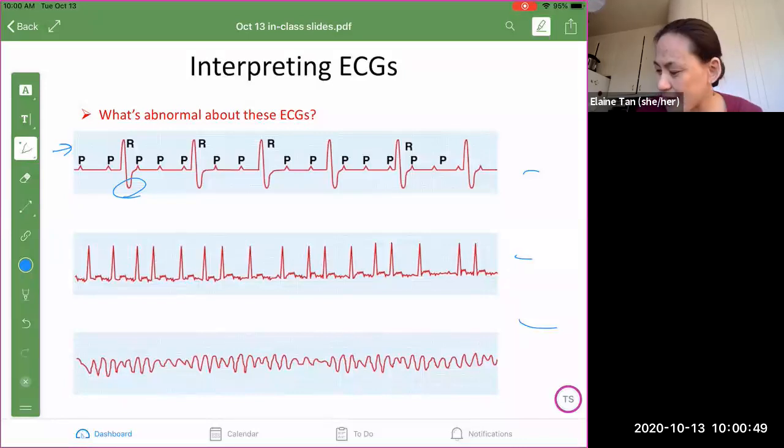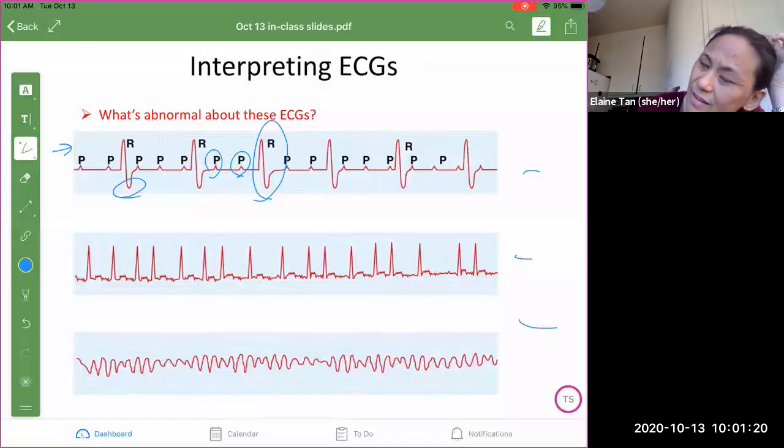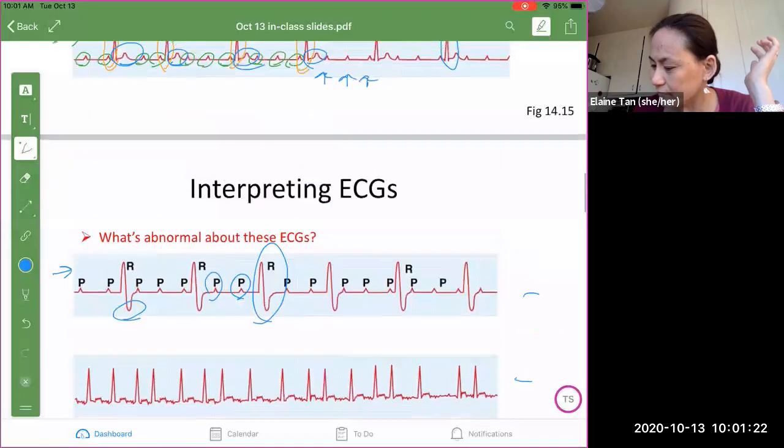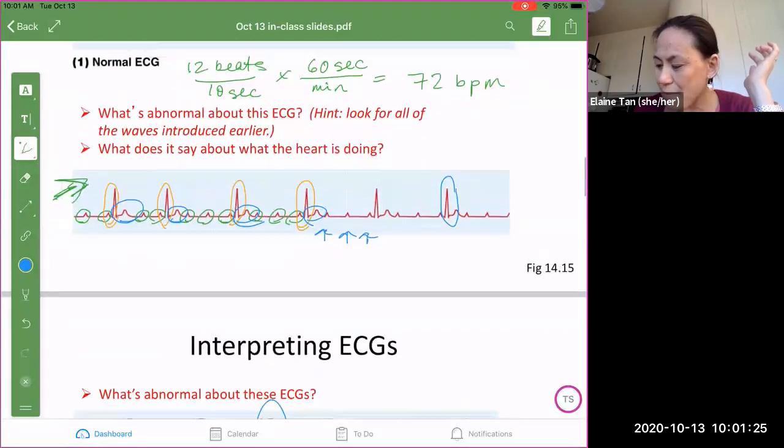But the main thing, hopefully, that you noticed is that we have, again, not a one-to-one correspondence between our P waves and our QRS complex, right? So we don't get a QRS complex every time we have a P wave, which means, again, that we have that kind of heart block situation where the atria are contracting, but that signal isn't making it to the ventricles every time.